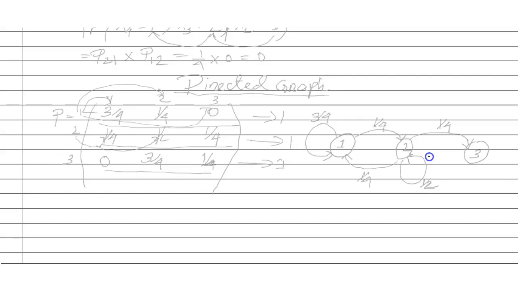And after that I count from 3. When I go to 1, my path is 0. After that my path is 3 by 4, so I will go to 2. This path is 3 by 4, and another path is 3 to 3 this way, which is 1 by 4. This is my directed graph. This graph is called a directed graph.